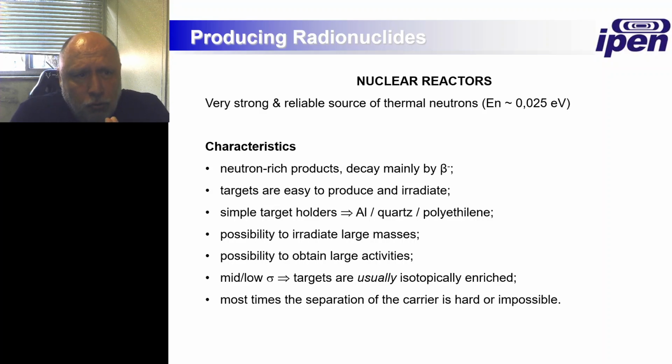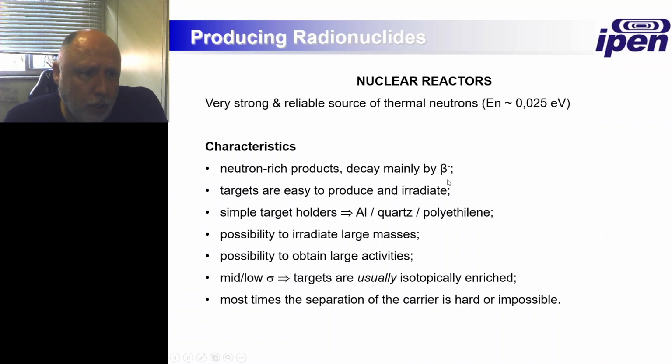The advantages of nuclear reactors are that they are a very strong source. It's easy to get fluxes like 10 to the 12th or 10 to the 14th neutrons per square centimeter per second. It's a lot. The number may not mean much to you, but it's orders of magnitude, maybe 5 orders of magnitude more than you can get in an accelerator. So you can produce a lot of material. You can produce very, very radioactive material.